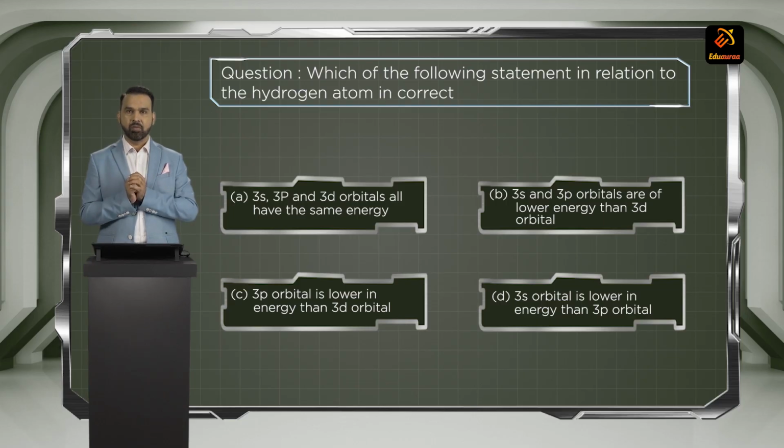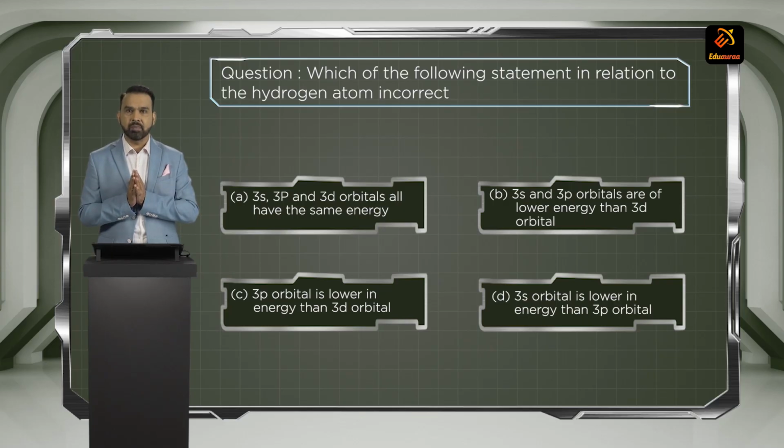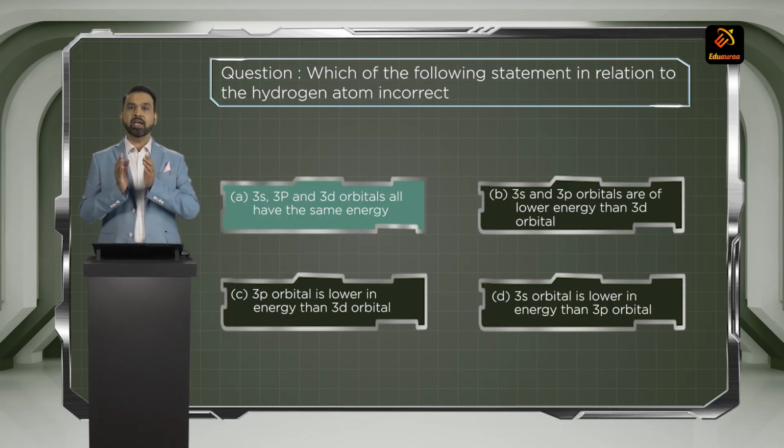Let's verify this. For 3s, n plus l value is equal to 3. For 3p it is 3 plus 1, that is n plus l is equal to 4, correct? And for 3d it will be 3 plus 2. So which of the following statements is incorrect? Yes, so A is the incorrect statement. Their energies are not similar. Moving to the next question.